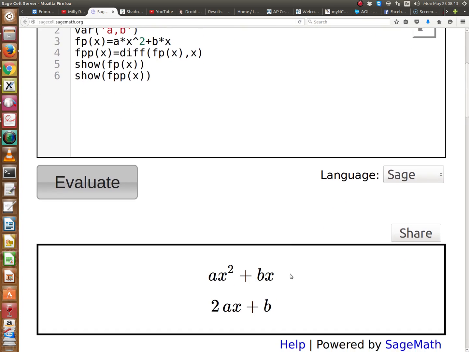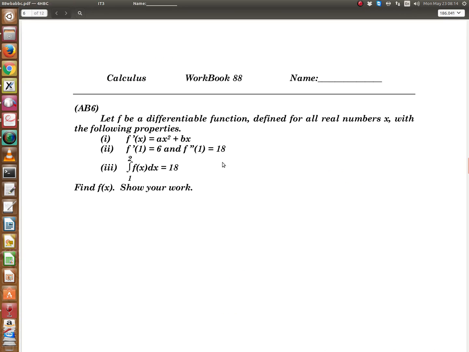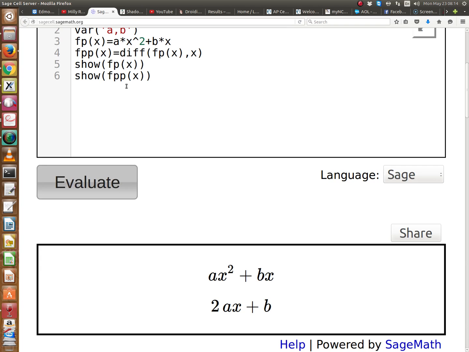All right, so let's see. Did we get the right thing? If AX squared plus BX is F prime, is F double prime 2AX plus B? Yeah? Okay, now, they're telling us about F prime at 1 and F double prime at 1, right? So rather than showing F prime of X and F double prime of X, how about F prime of 1 and F double prime of 1?